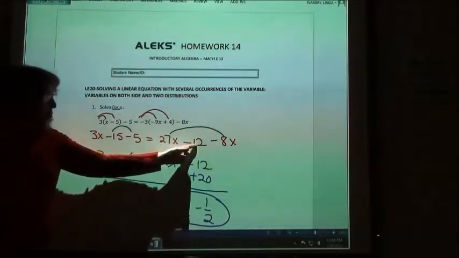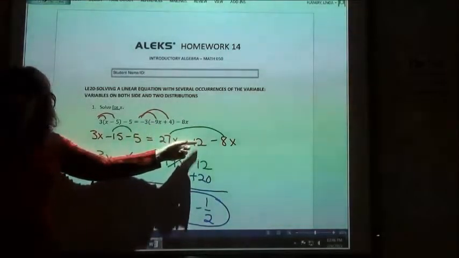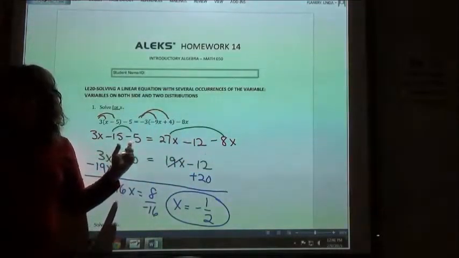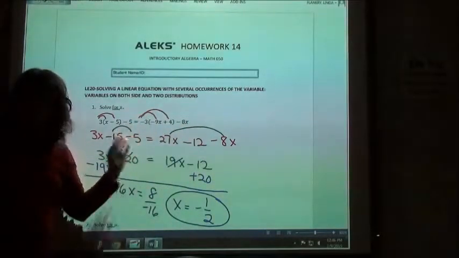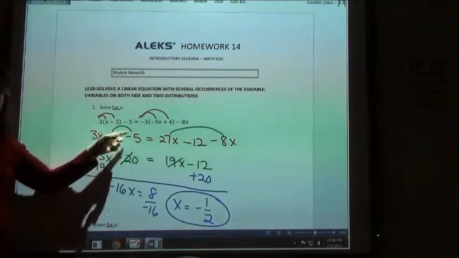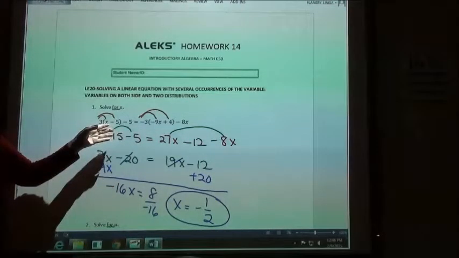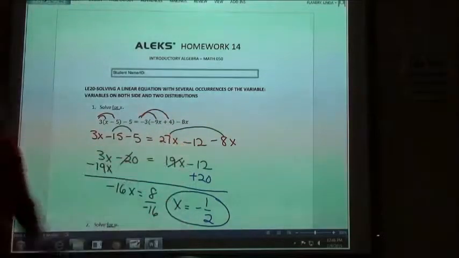So could I move my 12 here? I could, but then I have to remember when I move my 12 that I have to add it when I move it over. So they have you combine the like terms where you don't change the signs first, then worry about moving them.